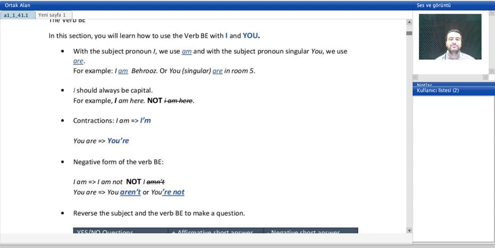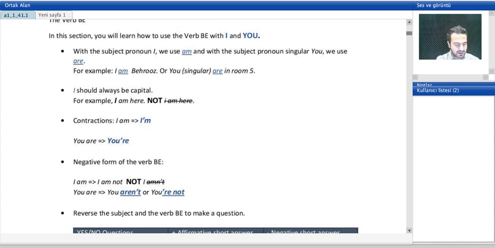I am Behruz. For example, yep, that's exactly the example I made. Or you for singular, you can say you are in room 5. Singular means one person. So I should always be capital. For example, I am here, not i am here. Let me write it for you on this page. Just give me a second. Okay, now I'm going to write it for you.